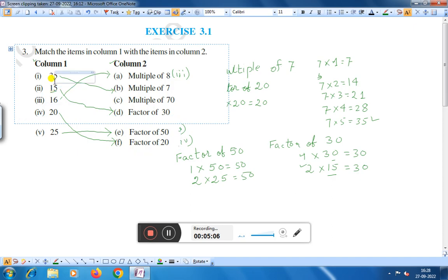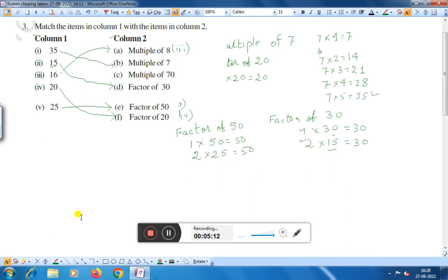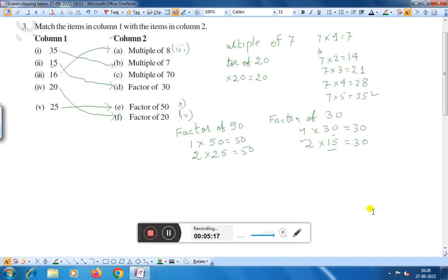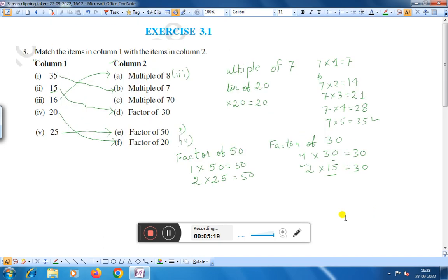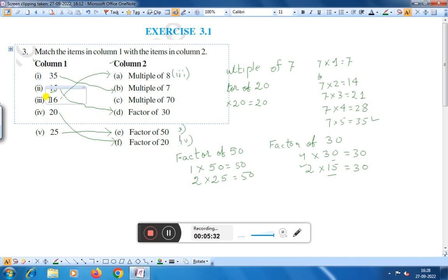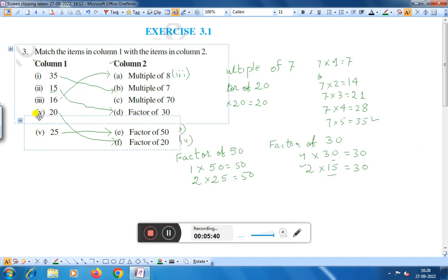Again we are repeating. Here you see the number is 35. If we find the multiple of 7, therefore we are getting multiple of 7 is 7 into 1, 7 into 2, 7 into 3, 7 into 4, 7 into 5, 35. Therefore the 35 is the multiple of 7, right? Number 2 is 15. 15 is a factor of 30. Here you see factor of 30 is 1 into 30 is equal to 30, 2 into 15 is equal to 30. Therefore 15 is the factor of 30.